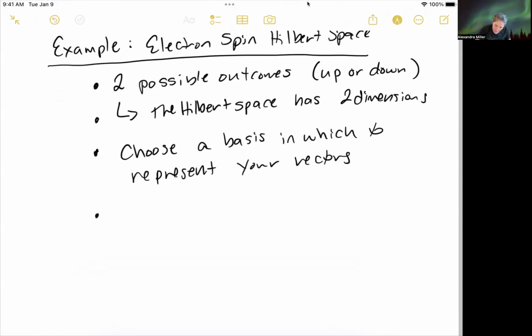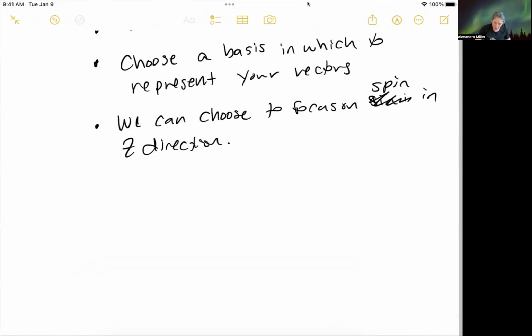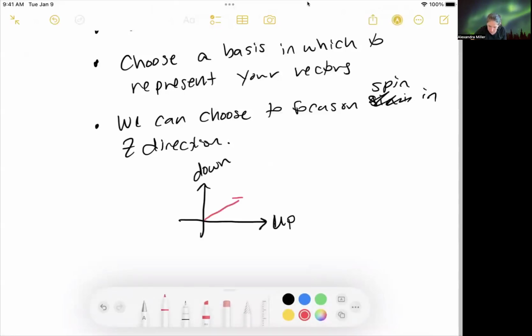So for example, we can choose to focus on the z direction. Spin, oh, I should say spin in the z direction. And then our Hilbert space is two-dimensional, so we can draw it if we like. It's going to have two axes, and our two axes are going to be our two possible measurement outcomes. So one possible measurement outcome is up, and the other one is down. And then a quantum state is some vector. So this might be a general state. And there's some notation that we use to represent our quantum mechanical states.